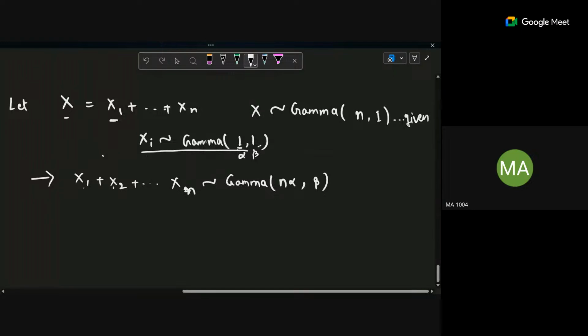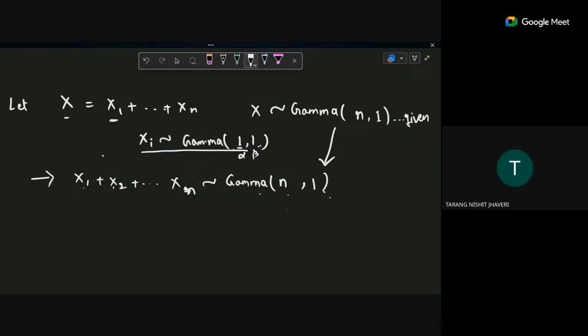So what is alpha here? Alpha is 1 and beta is 1. So can I take it as n comma 1? Does it match with the given information? Yes, ma'am. N comma 1, right? The sum is following gamma distribution with alpha as n and beta as 1. So half of the problem is solved here just by observing this kind of thing. Ma'am, we assume that each xi is following gamma 1, 1. Yes, correct.